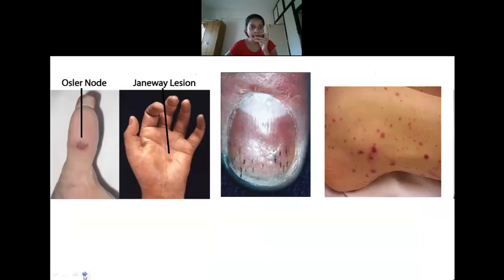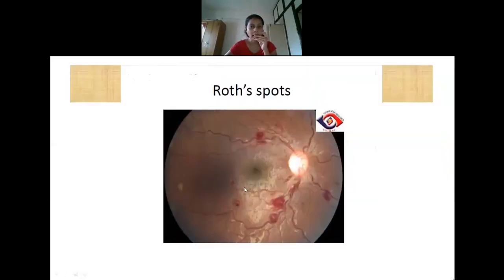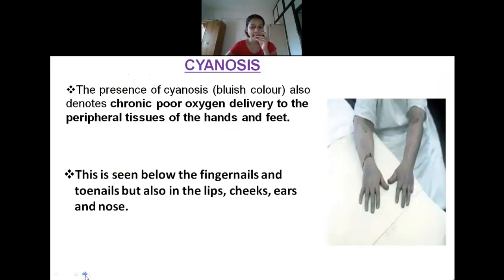Then some other abnormalities are related to conditions like endocarditis, and even rheumatic heart disease. They will show abnormalities like Osler nodes, Janeway lesions, petechiae, and splinter hemorrhage. You will see these in detail in the disease conditions. You need not worry about what they are, this is just the figure. Even Roth's spot, that is retinal hemorrhage, is an abnormality you will see in some cardiac conditions. So carefully you have to assess the patient.